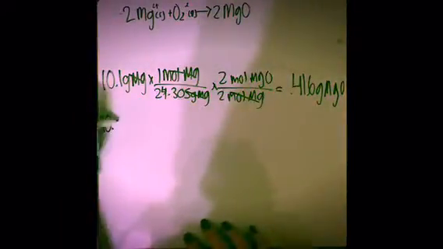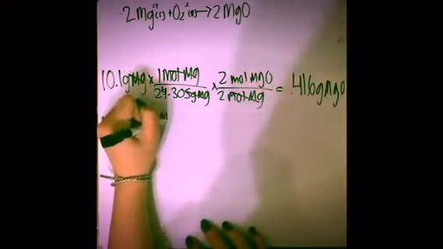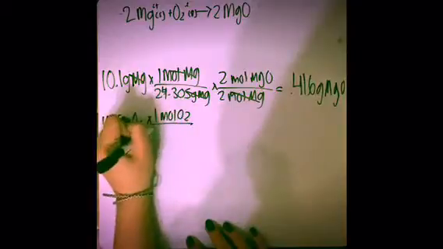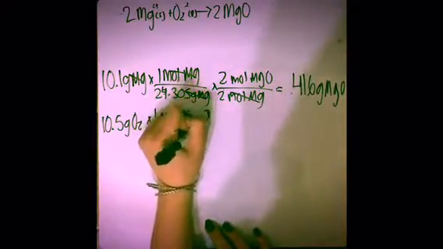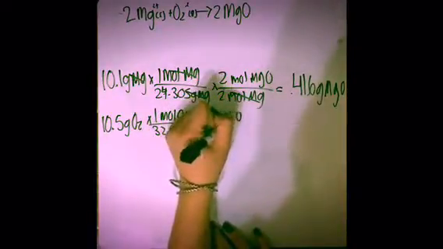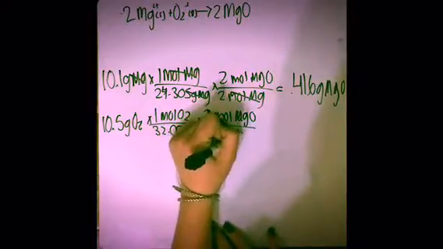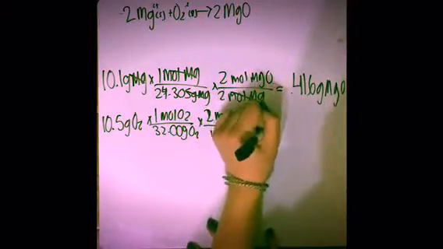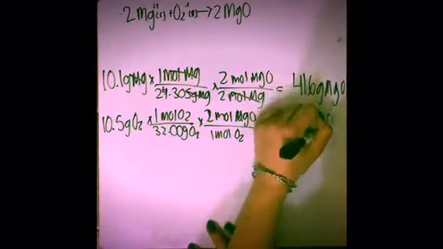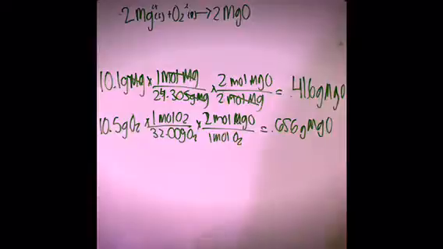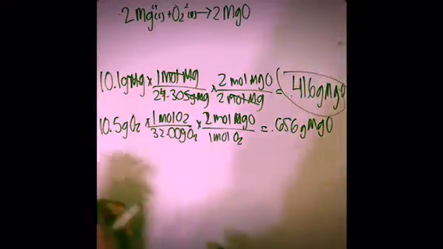So we would do the same thing for the second one they give us, which is 10.5 grams of oxygen. So you set that up, and it's 1 mole over 32.00 grams of O2, which is also found on the periodic table. And then from moles of O2 to moles of MgO. So for every 2 moles of MgO, you only had 1 mole of O2. So you set that up as 2 moles of MgO over 1 mole of O2. And that gives you 0.656. So we can see that the 10.1 grams of magnesium was the limiting reactant since it was left with less.